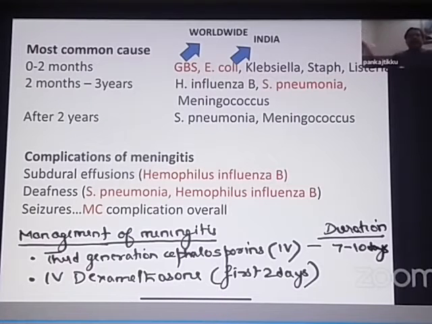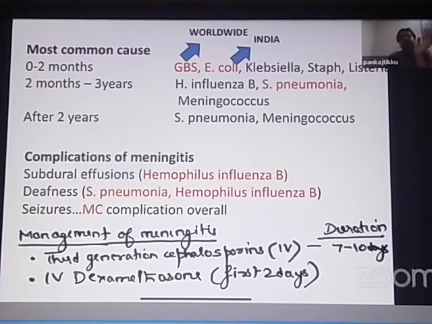A neonate has meningitis, which is likely to be the most common cause. A 5-year-old child has meningitis, which is likely to be the most common cause. So you'll find out the most common cause based upon this table. Which is overall the most common complication of meningitis in children? It is seizures. So children who have meningitis frequently have seizures.